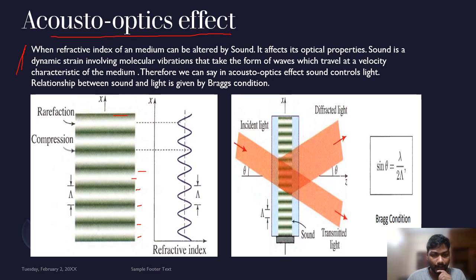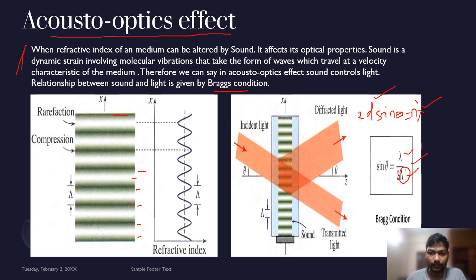The light which is incident on this type of material, manipulated by this sound, is basically transmitted and diffracted, and the relationship between the wavelength of the light and the wavelength of the sound which is manipulating it is given by Bragg's condition: sine theta equal to lambda divided by 2 lambda dash. In Bragg's condition, we know the basic formula is 2d sine theta equal to n lambda. This is for constructive interference, where lambda is the wavelength of the light, and d here is the wavelength of the sound which is manipulating the light.